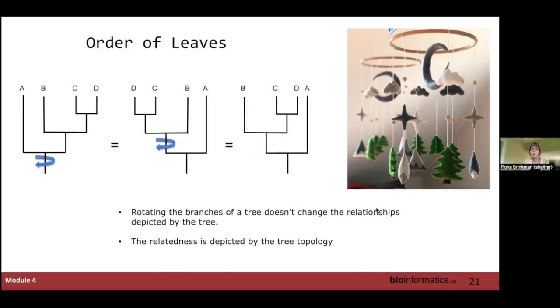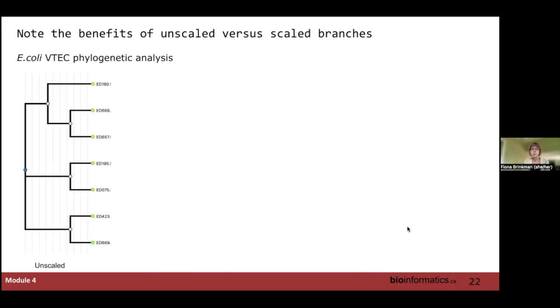You can rotate them, but you still have to maintain the same branching order. Okay, note the benefits of unscaled versus scaled branches. Here's some E. coli VTEC phylogenetic analysis where, clearly, they're very evenly drawn, implying it's unscaled branches. And sure, certainly you can look at methods and confirm, but this tells you nicely the branching order.